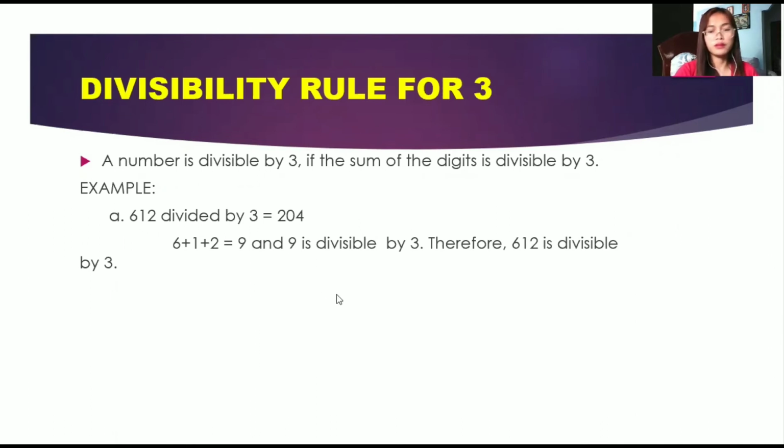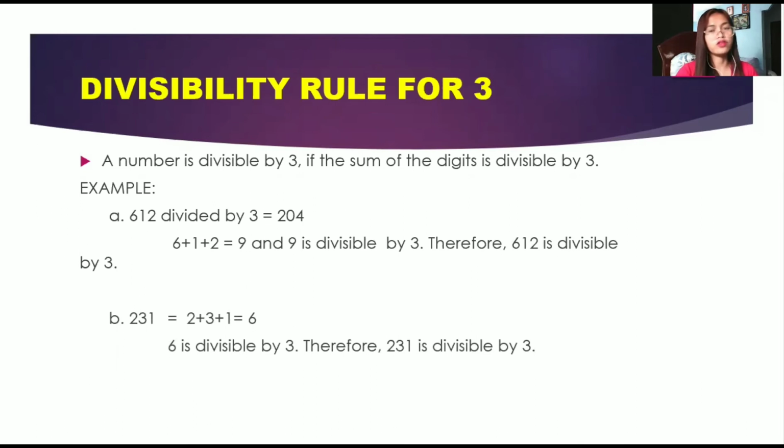So we have example number 2 or letter B is 231. So again, atong i-add ang tanan nga mga numbers na naa niya or gihatag. So we have 2 plus 3 plus 1, which is equals to 6. So now si 6, it becomes a smaller number already. So sa 6, sayo na kayo to identify whether it is divisible by 3. So 6 is divisible by 3, therefore 231 or the given number is divisible by 3.